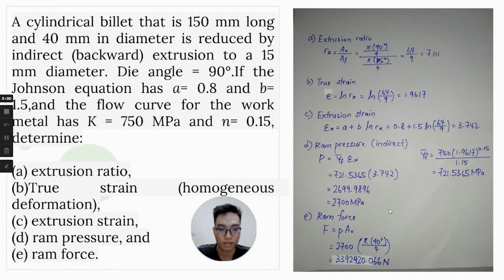And in the last part, ram force, we use the ram pressure and multiply by the initial cross-sectional area of the billet, and thus we can get the result.